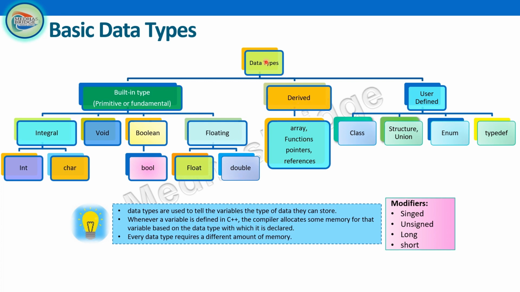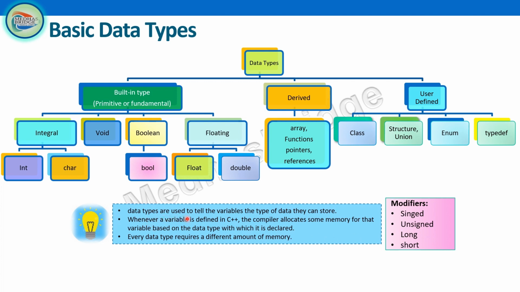Let's look at derived data types: arrays, functions, pointers, references. These are all under derived data types. We also have user-defined data types like class, structure, union, enum, typedef. Along with this, we have qualifiers called modifiers. All these data types may be qualified as signed, unsigned, long, short.